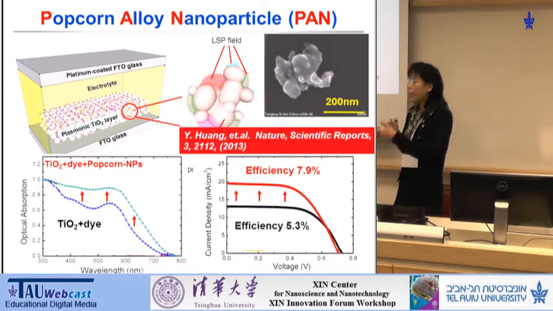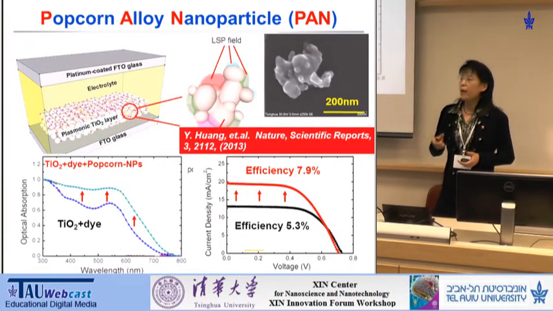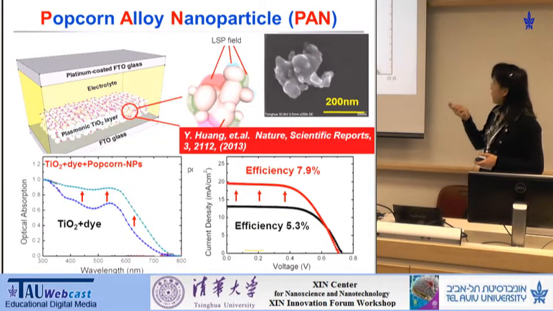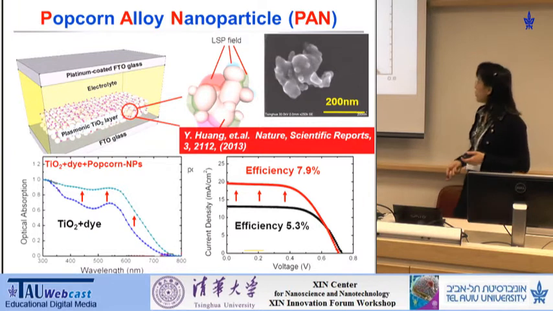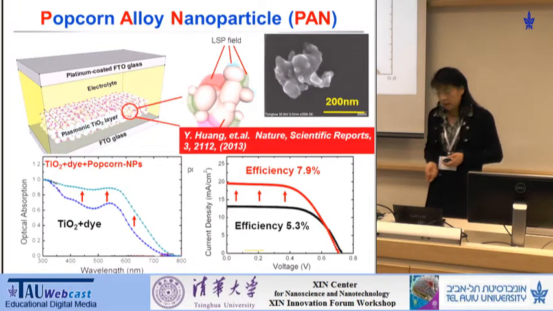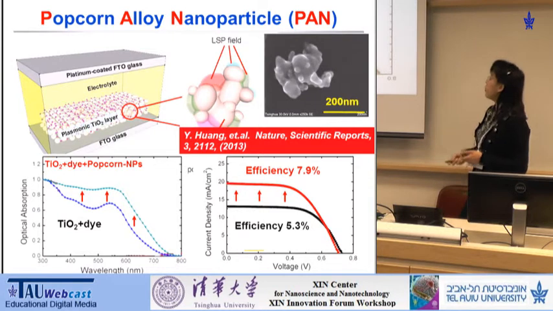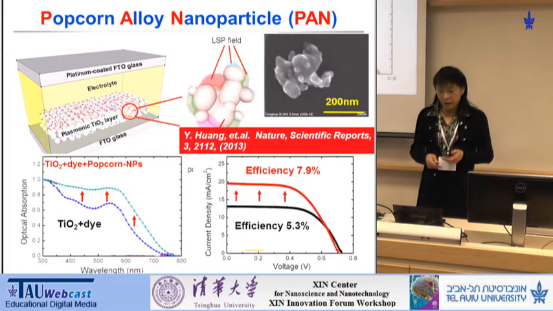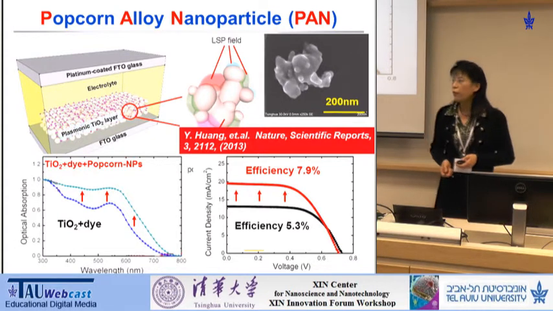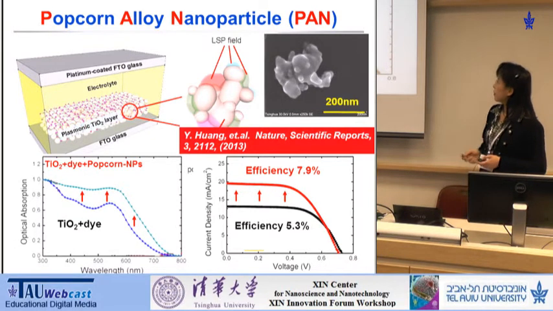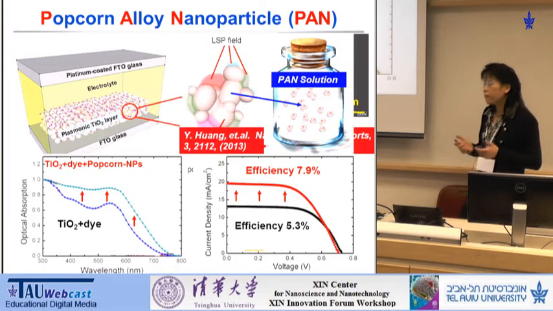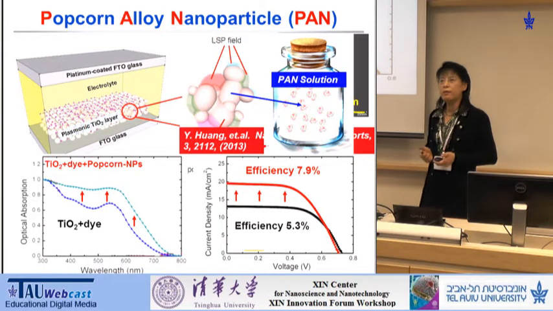We did the experiment by putting PAN into the dye solar cell. It improved the efficiency very significantly from 5.3% to 7.9%, nearly 30% enhancement observed here. So we can design a commercial model for this kind of technology. Maybe we can make a PAN solution, this kind of PAN solution as a product.